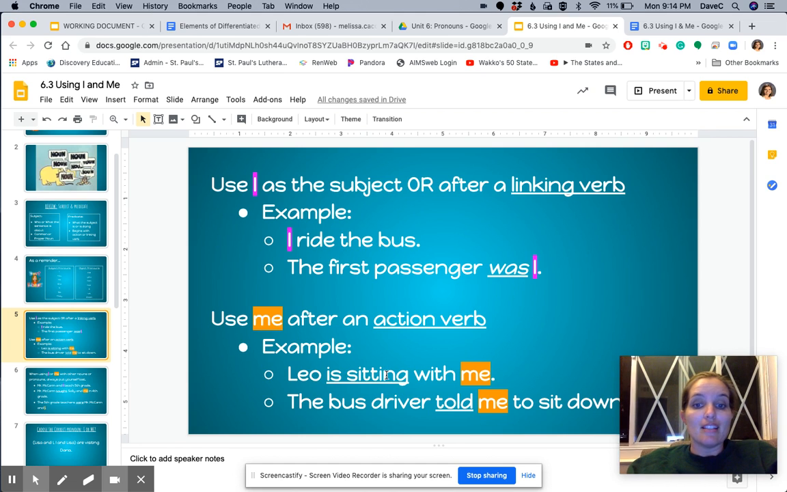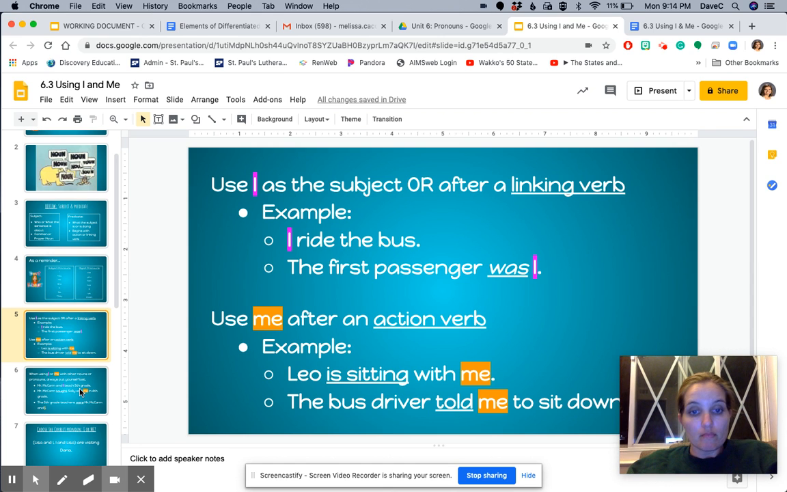So Leo is sitting with me. Is sitting is a verb phrase. You have a helping verb and an action verb. So we would use me, not I. The bus driver told me to sit down. The bus driver is telling something. That's an action verb, telling me. So we would say me, not I.